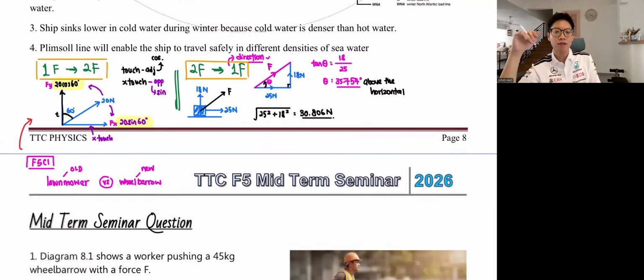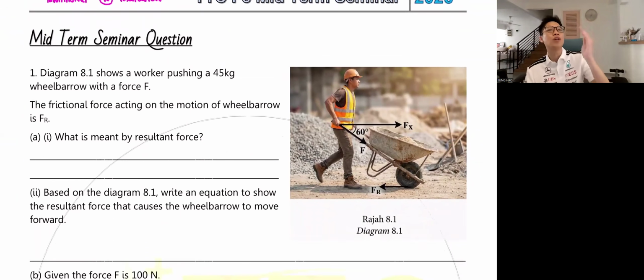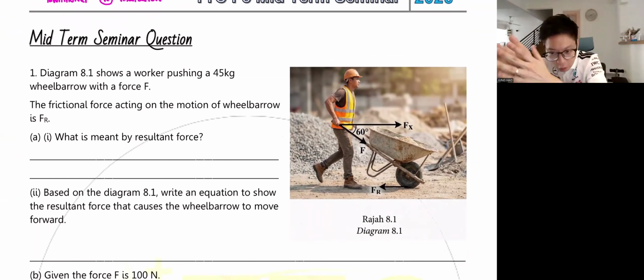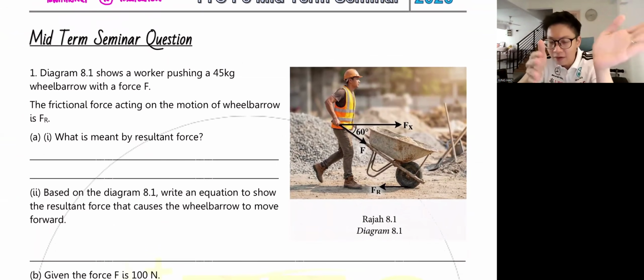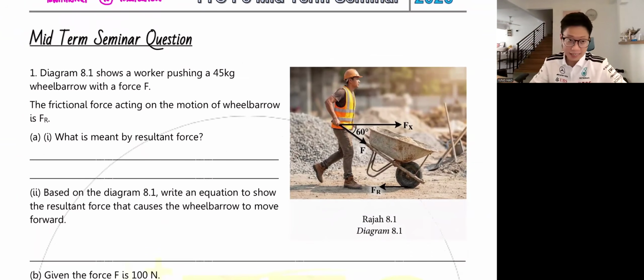Okay, now let's go and see the wheelbarrow question. Guys, I want to be a bit fast so that we can do more questions. It shows a worker pushing a 45 kg wheelbarrow, force F, the frictional force is Fr. What is meant by resultant force? Last time, if you look at the older generation answer, we would just say resultant force is the sum of forces. Nowadays, if you write sum of forces, the answer is not enough. Why? Because they want you to use one more additional word, known as the vector sum.